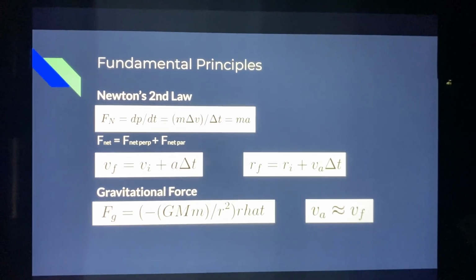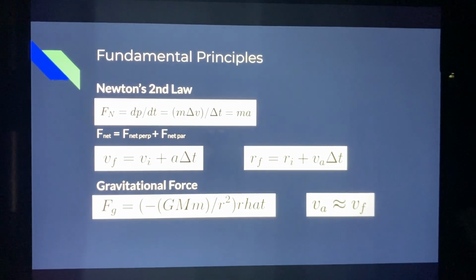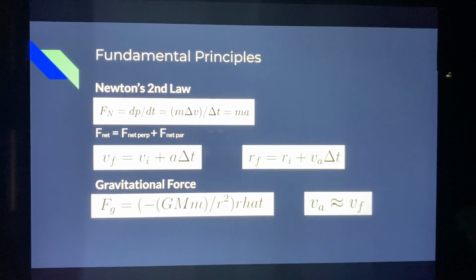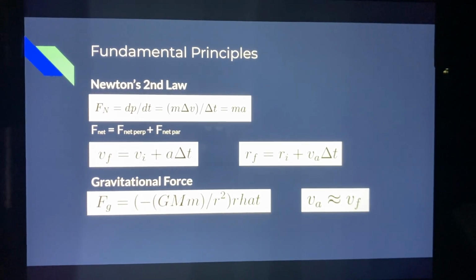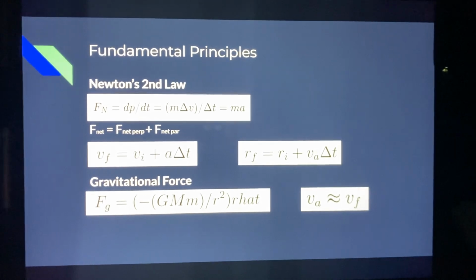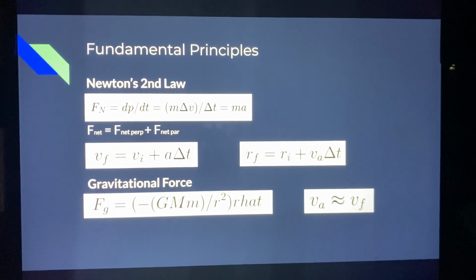And since we're dealing with celestial bodies in this lab, the main force at play is going to be gravitational force, which the equation is given right there. And since the gravity in this case is non-constant, the average velocity is going to be approximately the final velocity.